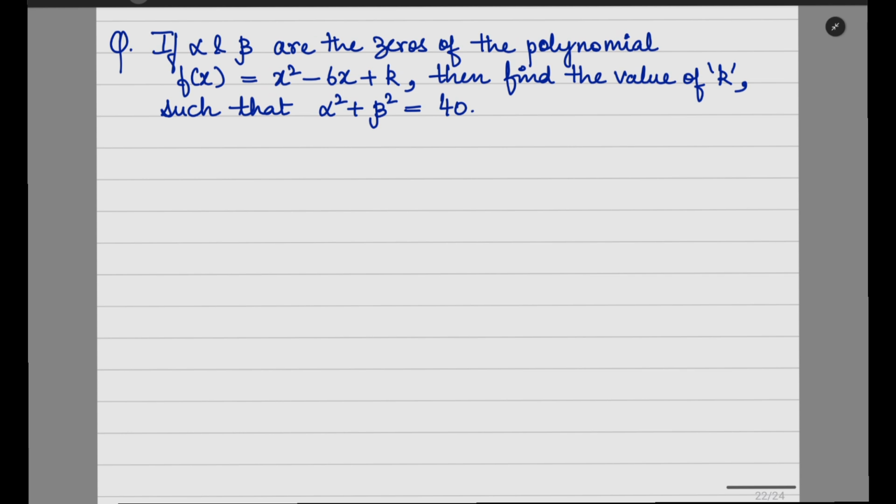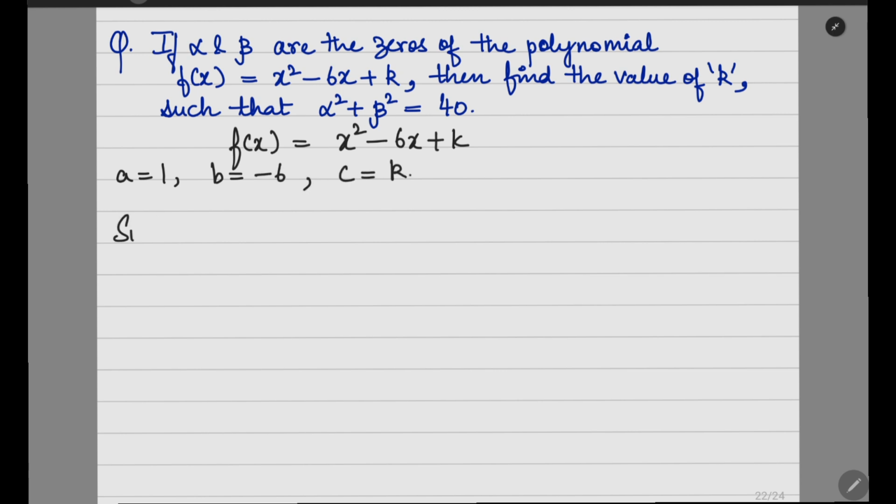So the question is, if alpha and beta are the zeros of the polynomial given to you, then find the value of k such that alpha square plus beta square equals 40. Let's do this. From the given polynomial, f of x equals x square minus 6x plus k, write down what is A. A is 1, B is minus 6, and C is equal to k.